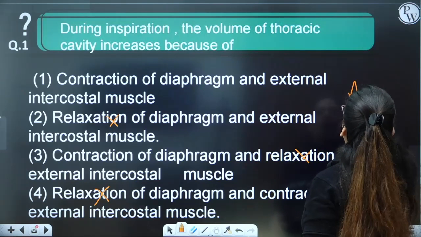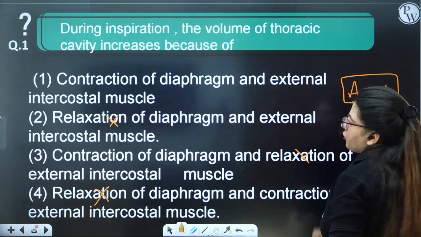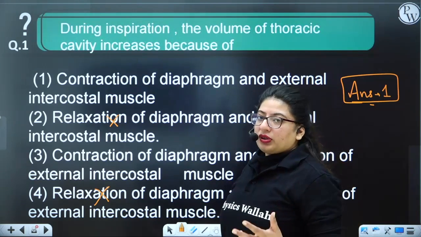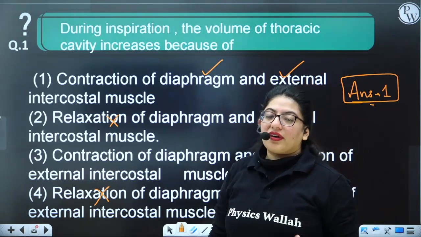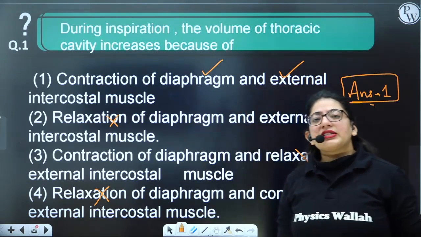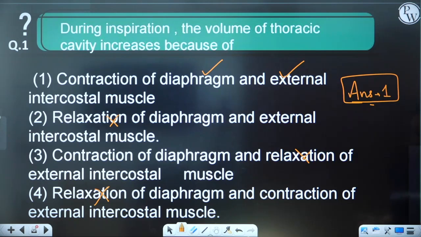All right. If you know one thing, that the muscles are contracting, the simple answer is 1. But if you want the exact answer with deeper knowledge, we have studied that during inspiration, diaphragm and external intercostal muscle contract, whereas internal intercostal muscle contracts during forceful exhalation.